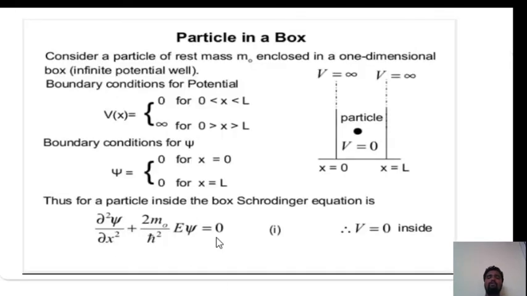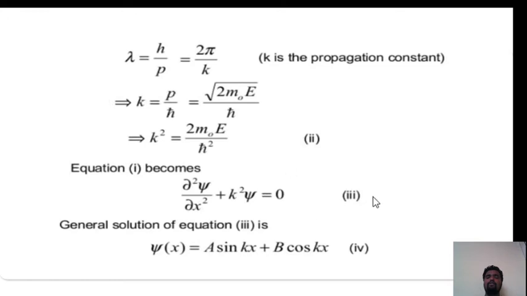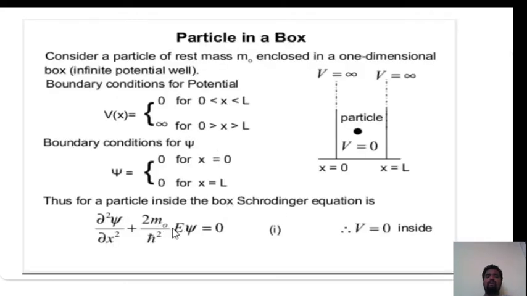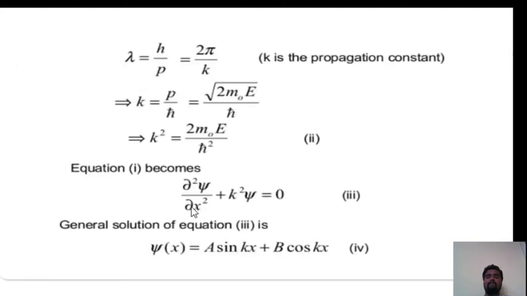We can write equation number 1 in the form of equation number 3, that is, del square psi by del x square plus k square psi is equal to 0, where k square is equal to 2m0 E by h cross square. Now if I solve this differential equation, the general solution is psi of x is equal to a sin kx plus b cos kx, where a and b are constants, and k is the square root of 2m0 E by h cross square.